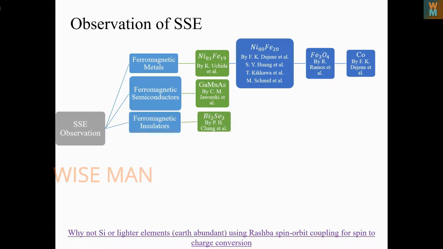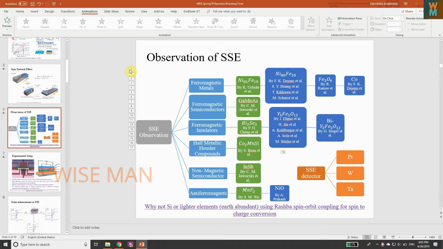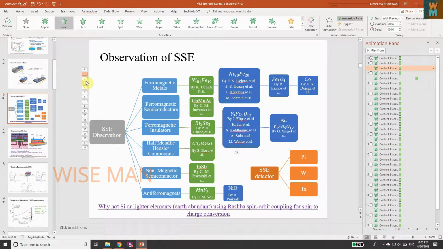Let's see. The number of animations which I have added, if I want to remove them, I need to select them one by one and delete each one. But if you click on this animation pane, you will get this animation pane which has all these 18 animations over here. So one way is to go one by one and delete it, one by one. It will take so much amount of time.